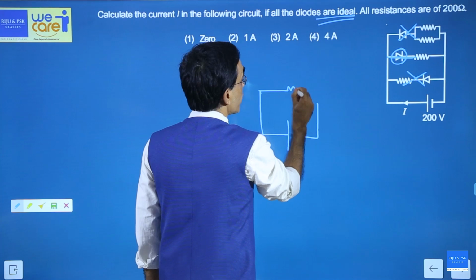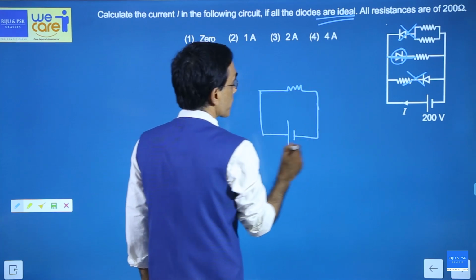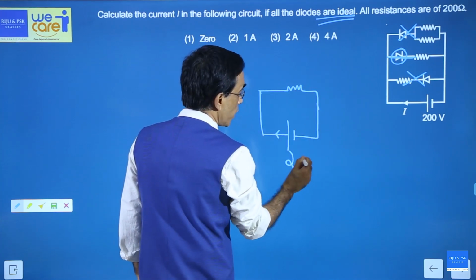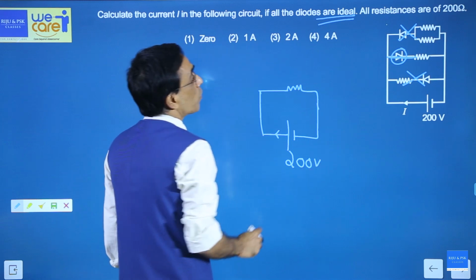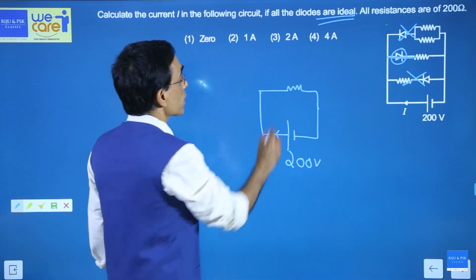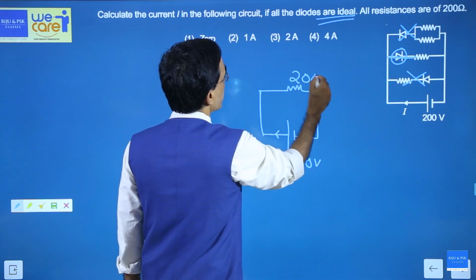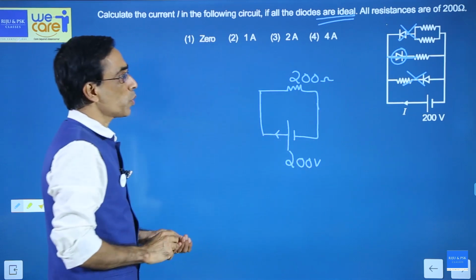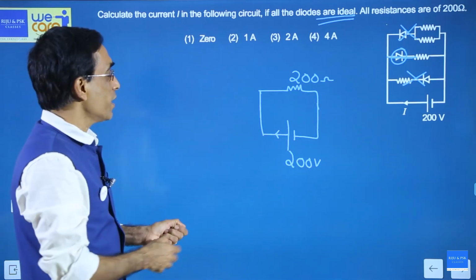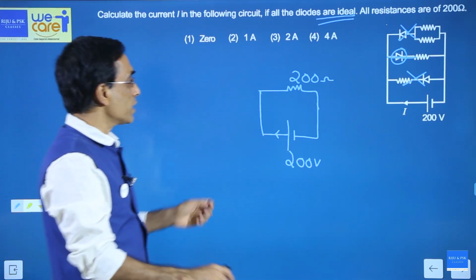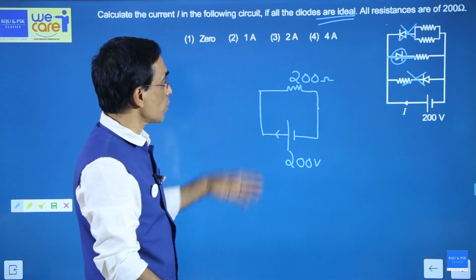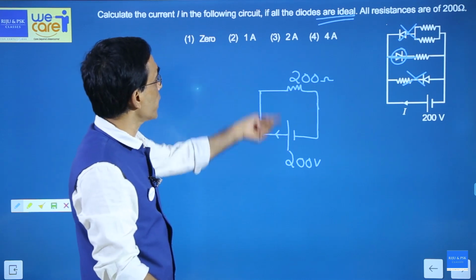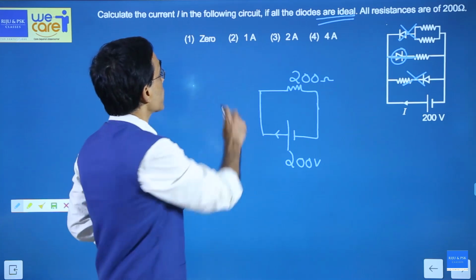Then the only resistor that you have is here. So current will flow. This is 200 volt connected. And what is the value of each resistor? Each resistor is 200 ohm. So the circuit is very simple, though it appears to be complicated. If you connect only the conducting part, it will be only this much. And what is the current? That should be 200 volt by 200 ohm, 1 ampere. The answer is 1 ampere.